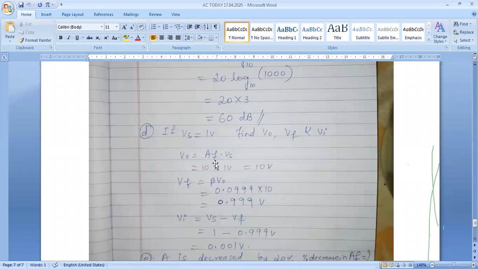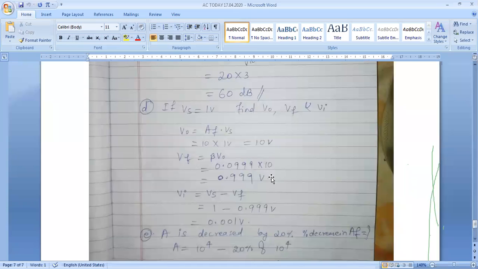V0 equals AF into Vs. So substituting 10 into 1 volt, it will give you 10 volts. So the final output voltage is 10 volts. Vf is given by beta into V0. Now substituting for beta, that is 0.0999 into 10, it will give me 0.999 volts as the feedback voltage.